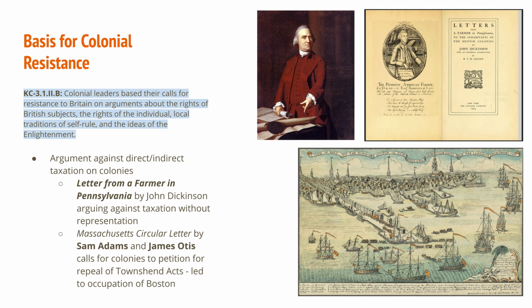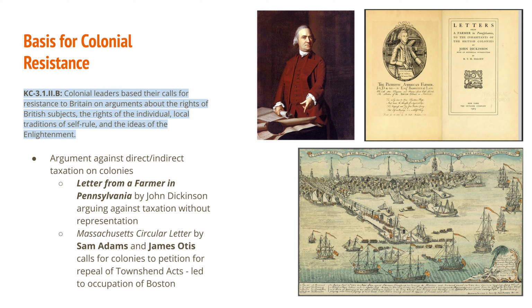Moving on to the basis for the colonial resistance, we had colonial leaders that based their calls for resistance to Britain on arguments about the rights of British subjects, the rights of the individual, local traditions of self-rule, and the ideas of the Enlightenment. So these arguments against direct and indirect taxation on the colonies were based on all of these, especially self-rule and the Enlightenment. These were vocalized in many different pamphlets, the most famous of which at this time was the Letters from a Farmer in Pennsylvania by John Dickinson, arguing mostly about the concept of taxation without representation.